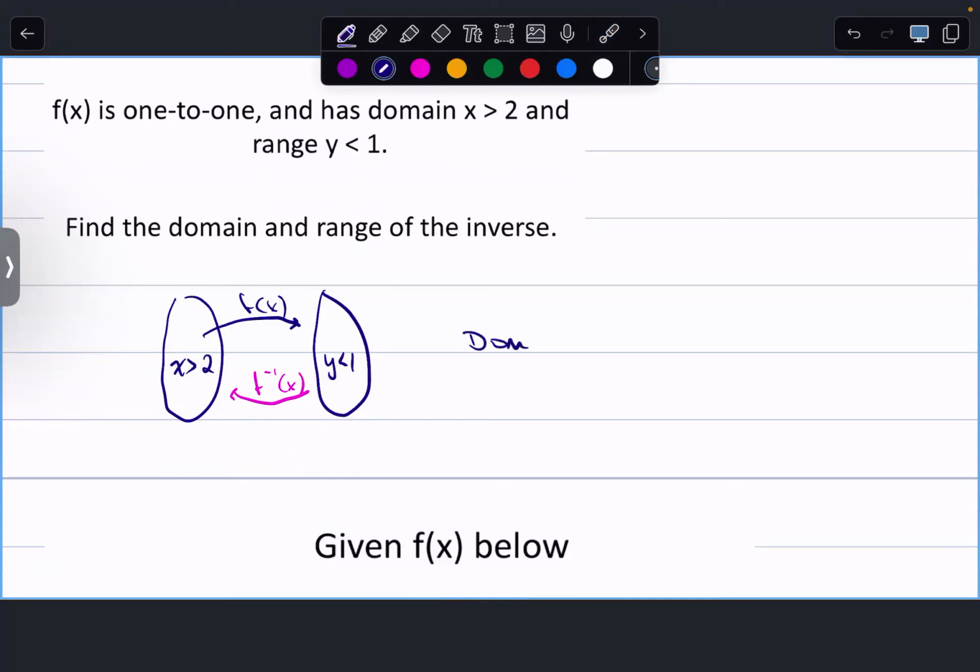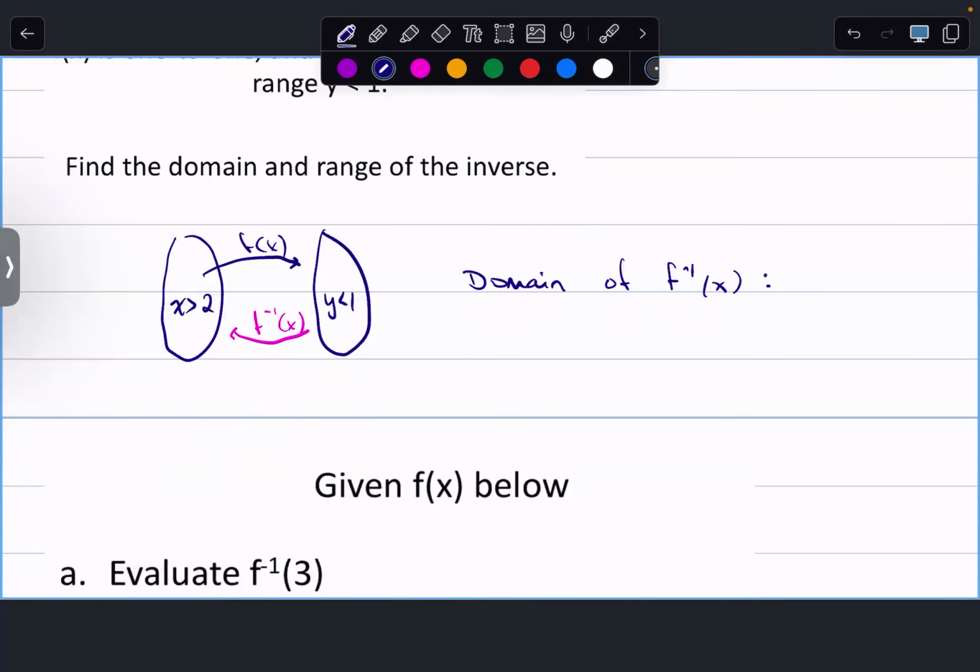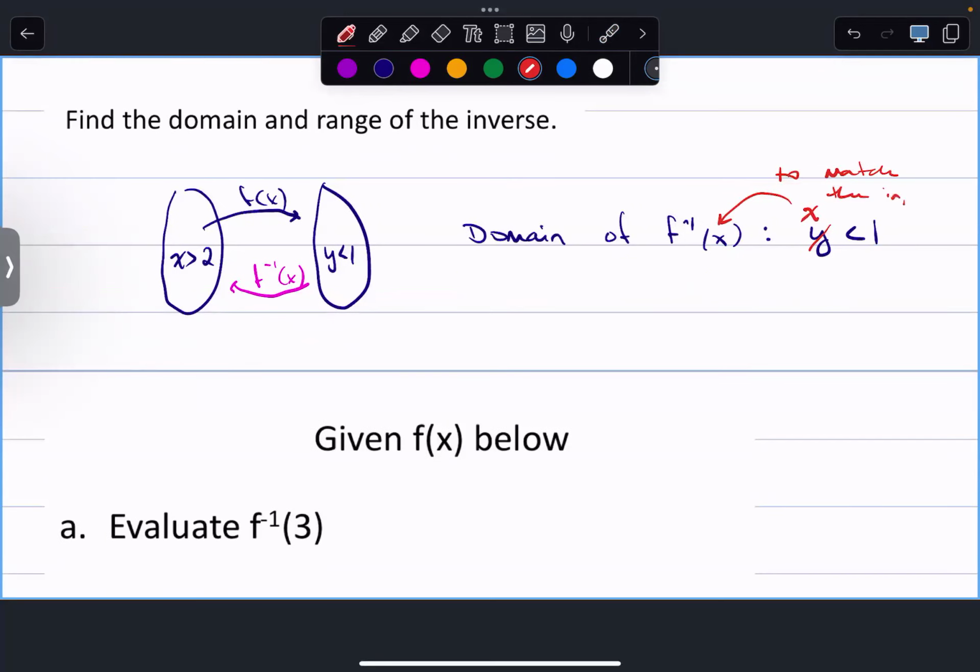So the domain of f inverse of x is y is less than 1. I'm going to change this y to be an x, right? Because I could use f inverse of y, but I have x as the input, and so I'm going to change this, but I'll use red to show that I did, to match the input.